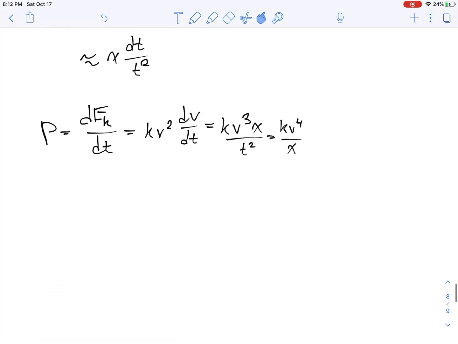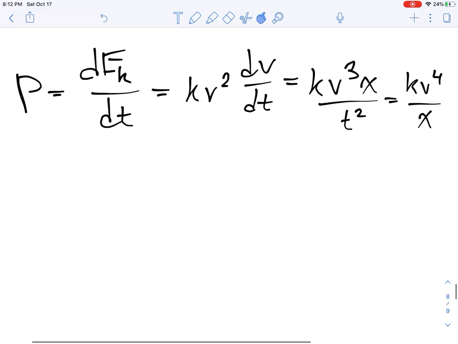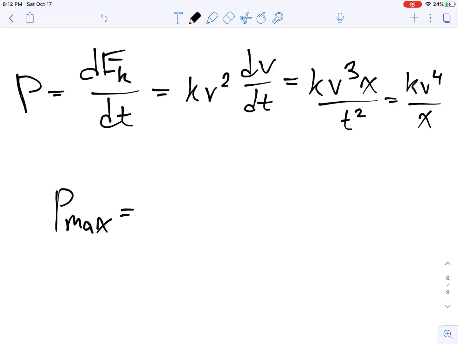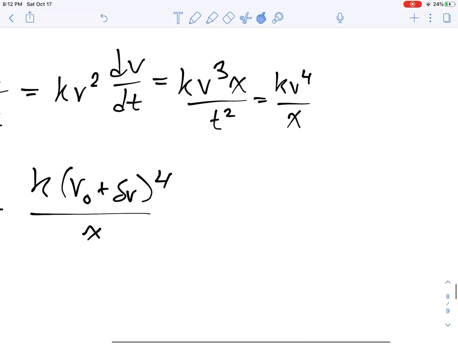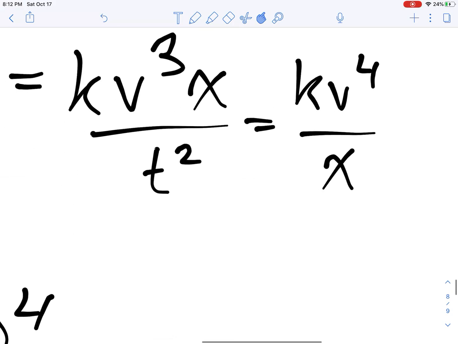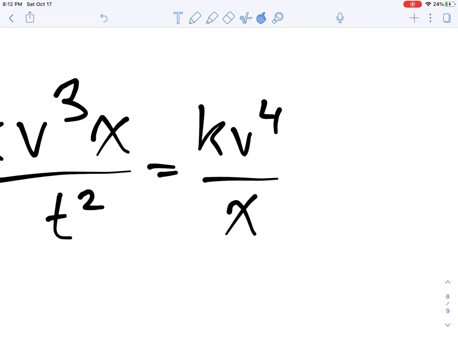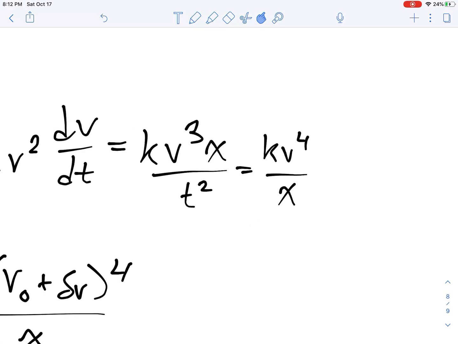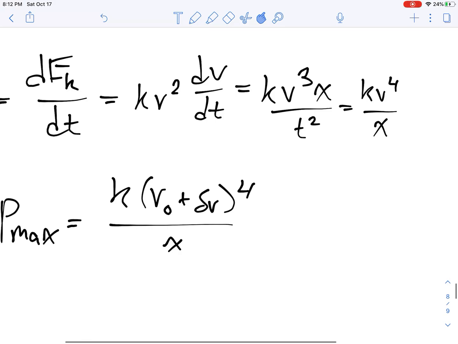Alright, so that's pretty awesome. Now we can go back and replace, but first note that the maximum power will be when V is equal to V0 plus delta V. So power at maximum is k(V0 plus delta V) to the power 4 over x. And if you're confused why we changed from time to only x and V, it's because we don't want time in our answer. So that's why. And note that we substituted by taking into account that V is equal to x over t.